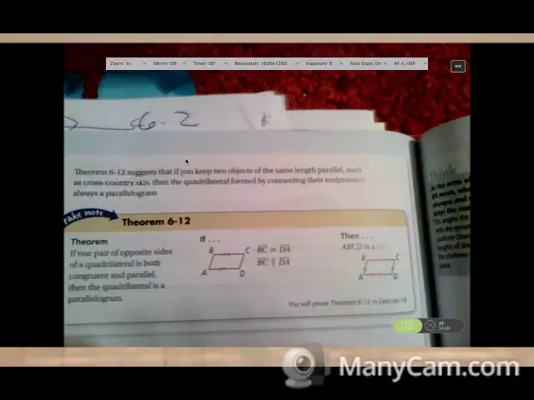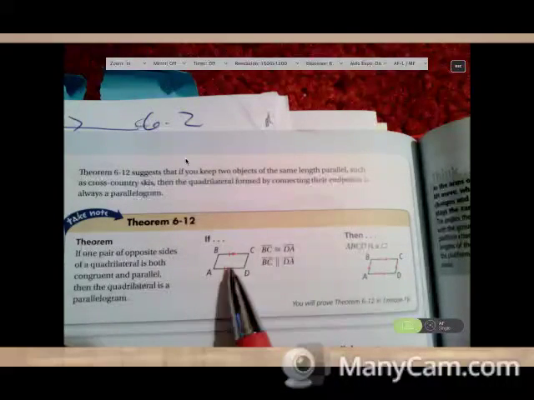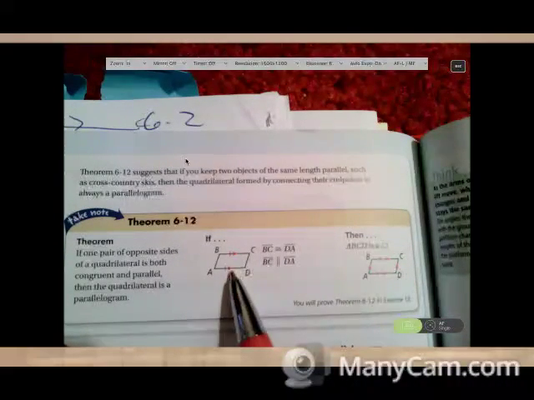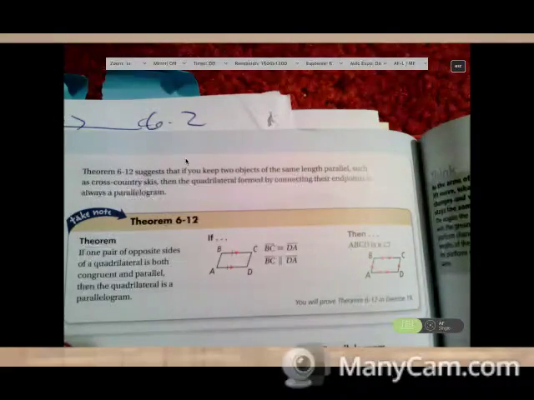So that means that if BC is congruent to AD and BC is parallel to DA, then therefore it's a parallelogram. I'll go over problem 3 in class.